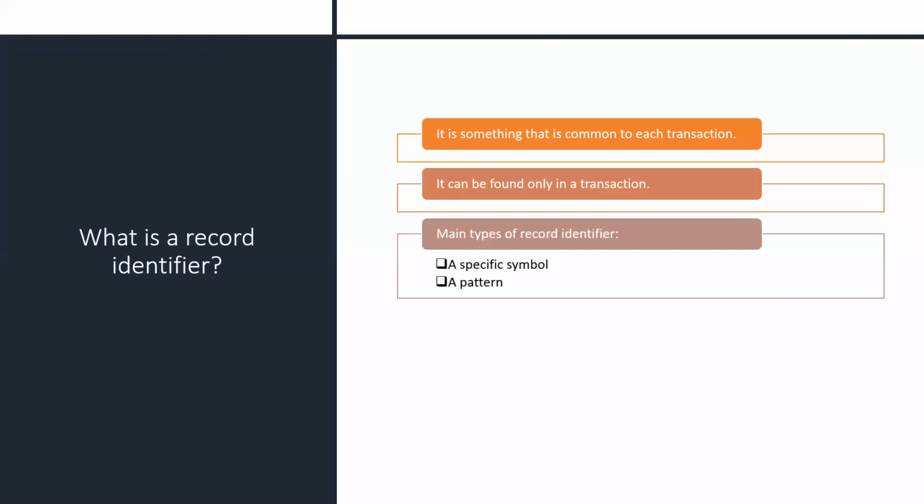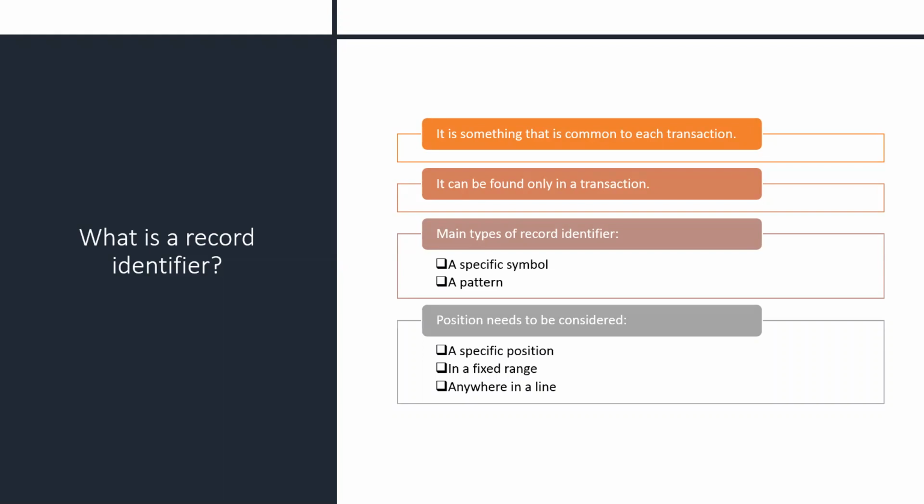Right, the main types of record identifiers we have, there's really two. A specific symbol, like my example, look for a comma, or a pattern. So it might be a case of I have purchase order numbers that consist of, let's say, 6 digits. So look for where there's 6 digits in a certain place. There's my pattern. Now, another important part of record identifiers is position.